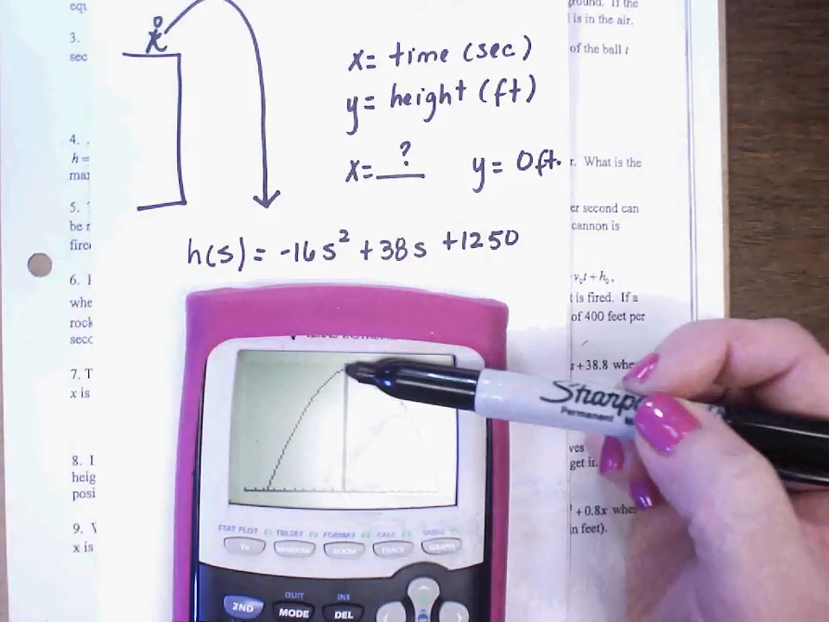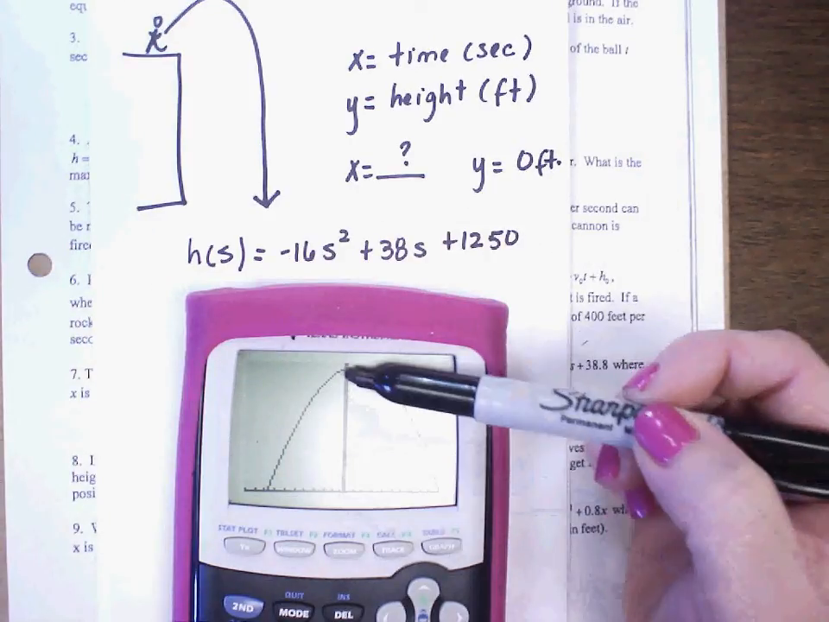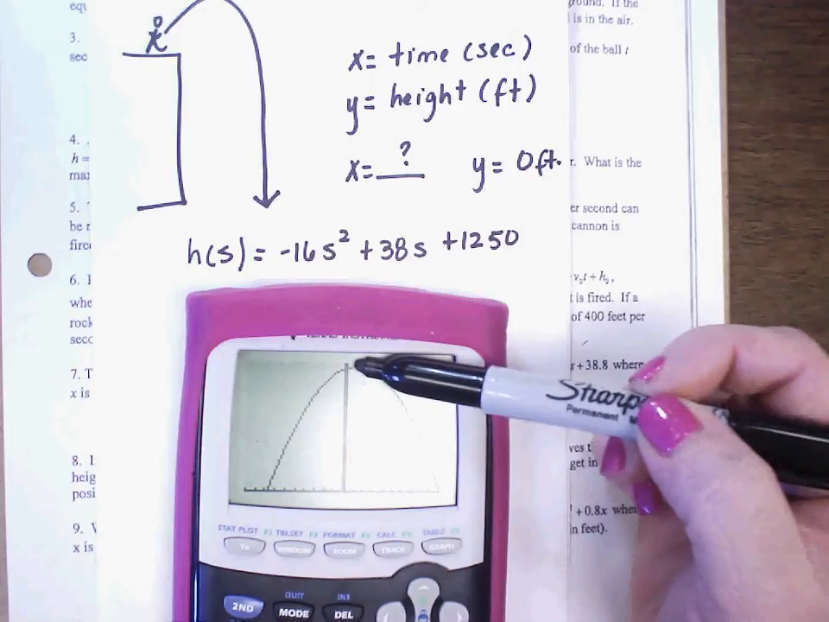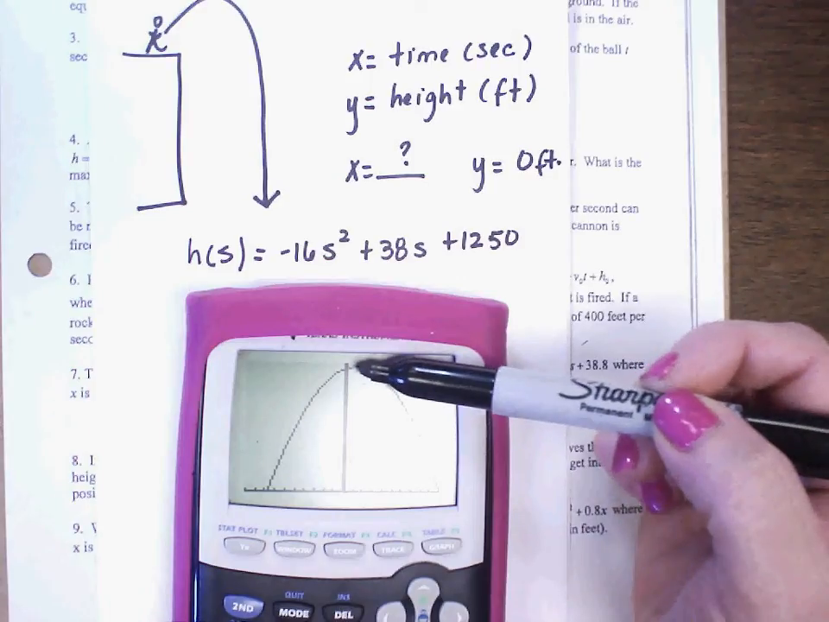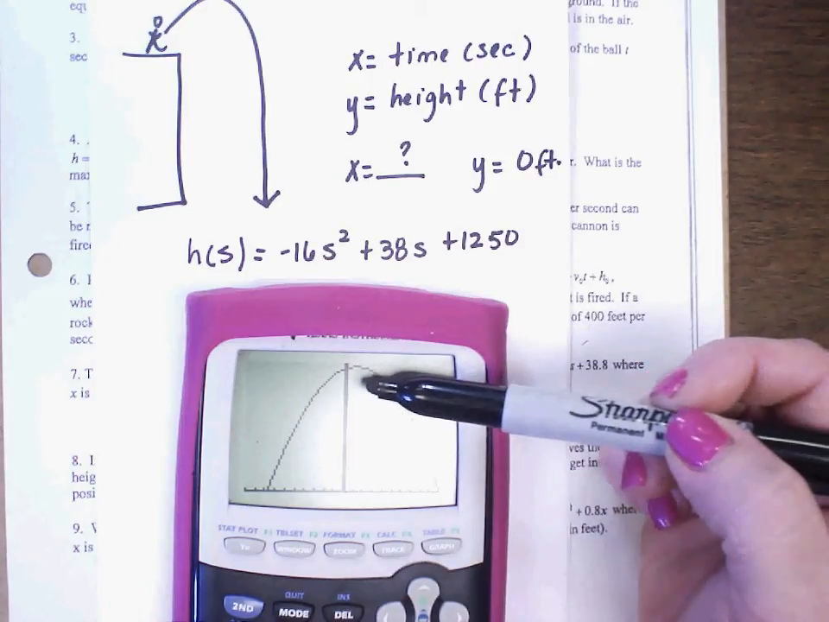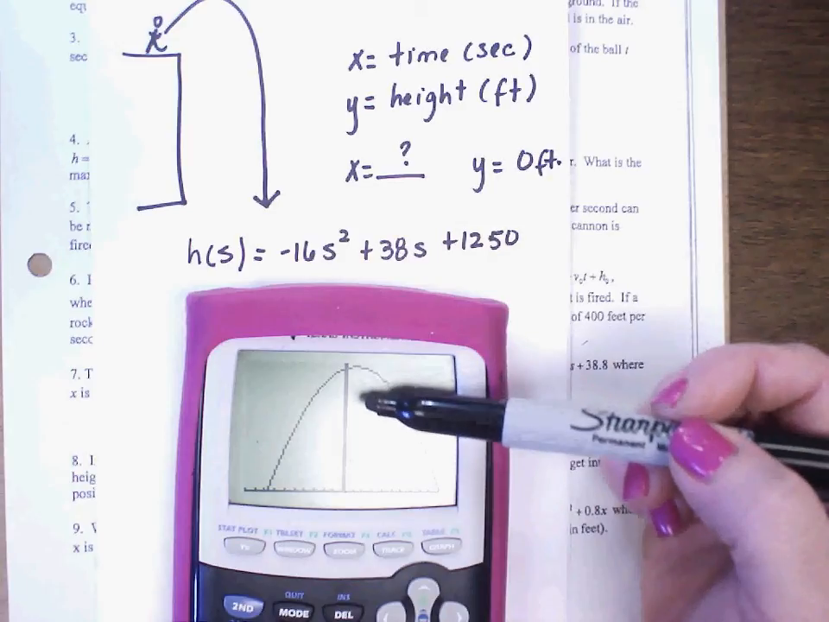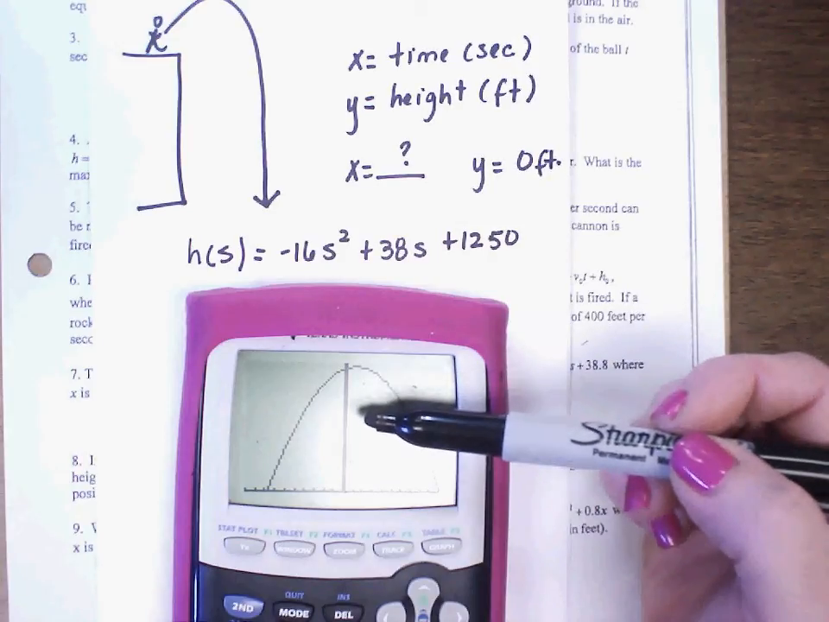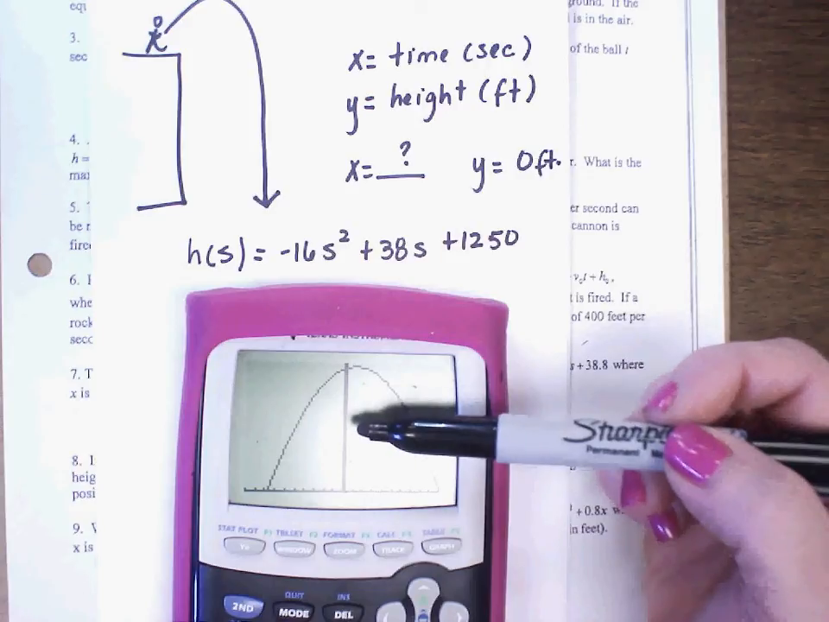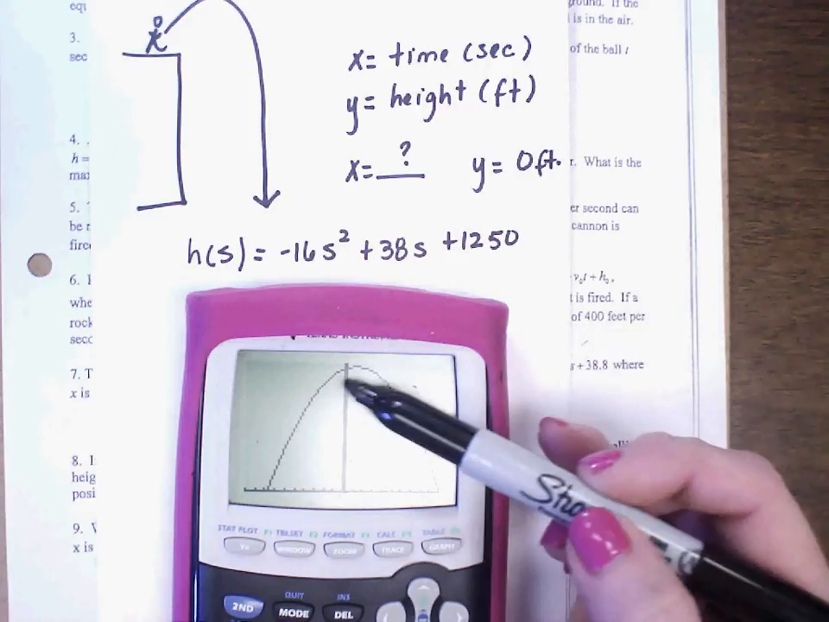All right, now, so what is this right here? Now, the maximum will be somewhere over here. How can you calculate the maximum? The axis of symmetry. Thank you very much, Ernesto. The axis of symmetry would be your maximum.